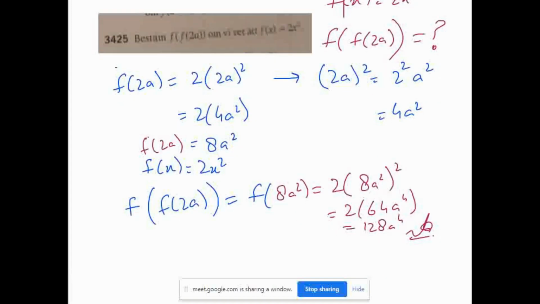What's the answer in your book? 3425. It's the same. That's good. I hope that the concept is clear.